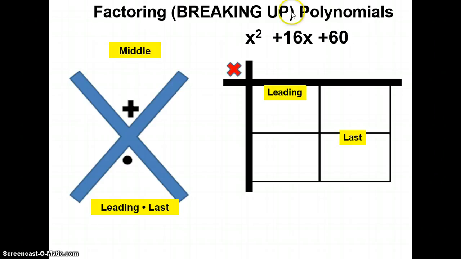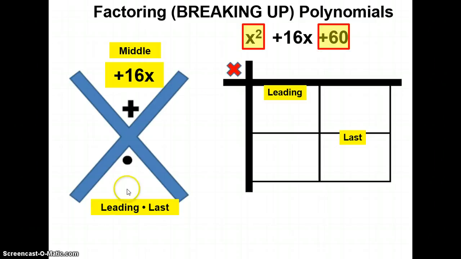Okay, so factoring is just breaking up a polynomial. Before we go into this, which should look familiar from how we multiplied polynomials, we're going to use our riddle. I've labeled it middle for the top number and leading times last for the bottom number. First thing we want to do is identify our middle term. Our middle term for this example problem is 16x. So put that there. Our leading times our last is going to be multiplying these two together, which is just going to be 60x squared.